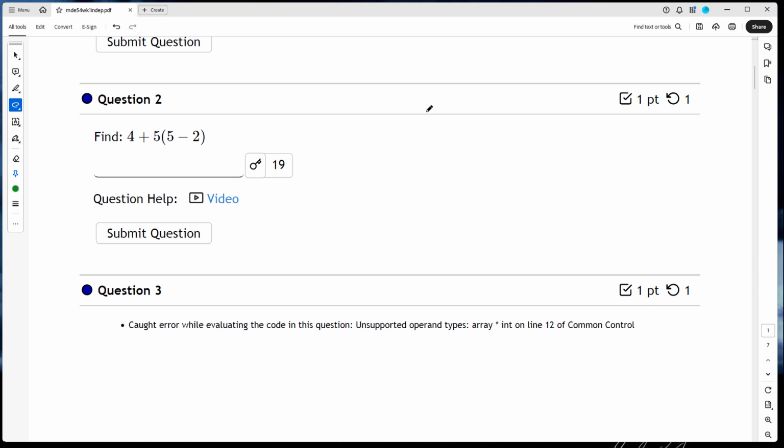Another one here, you can write PEMDAS at the top for number 2. PEMDAS. Parentheses, exponent, multiplication, division, addition, subtraction. So we look at this expression here. We have 4 plus 5, quantity, 5 minus 2. Subtract. We have parentheses. We'll take care of the parentheses first.